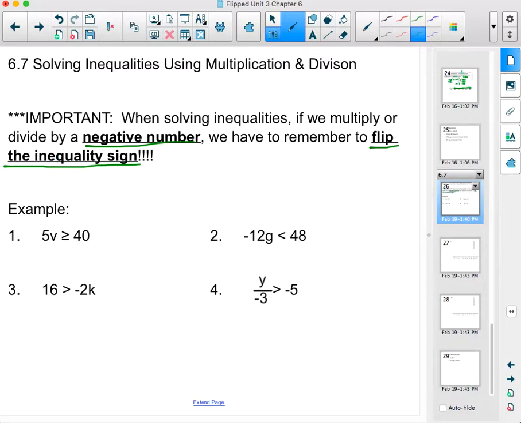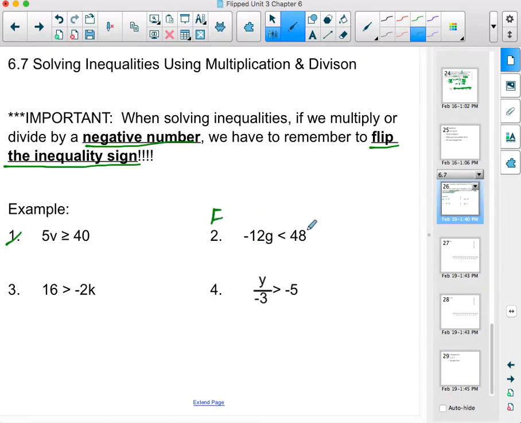So right down here I have all 4 examples from your page 3 in your note packet. I just want to look at them and determine which ones we will have to flip. Remember, the rule is if we divide or multiply by a negative number, then we end up having to flip our inequality sign. Look at number 1: 5v is greater than or equal to 40. When we solve this, we're going to divide both sides by a positive 5, so we do not have to flip that one. Number 2: negative 12g is less than 48. We are going to divide both sides by negative 12, so this will have to be flipped.